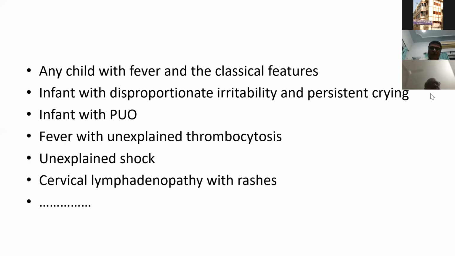Any child with fever and the classical features. When to suspect? An infant with disproportionate irritability and persistent crying. Any infant with a pyrexia of unknown origin. Fever with unexplained rising platelets. Unexplained shock in a young baby. And then babies with cervical lymphadenopathy and rashes. The list goes on. One must think of Kawasaki disease to diagnose the condition.